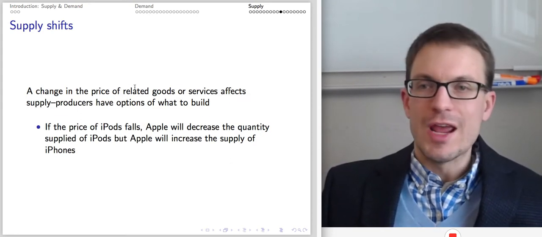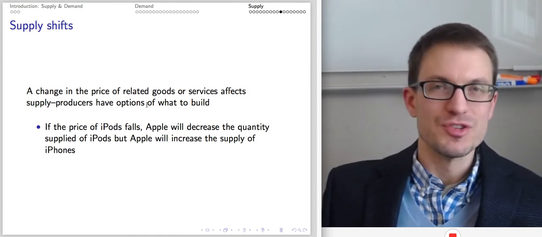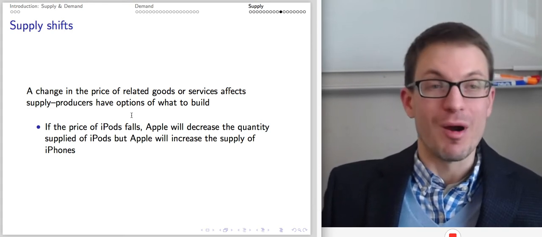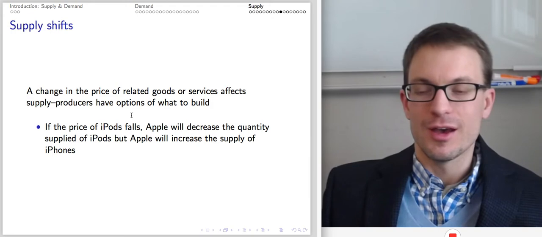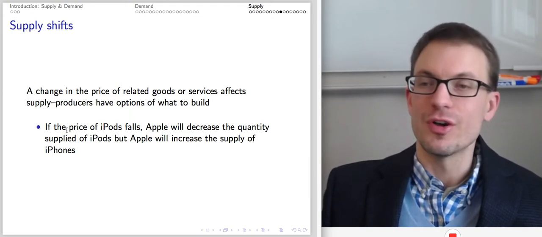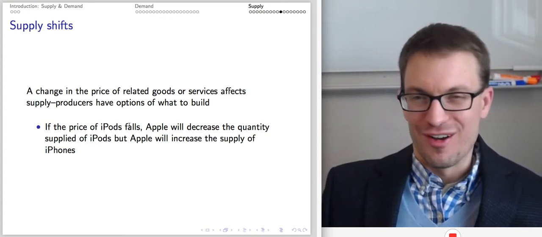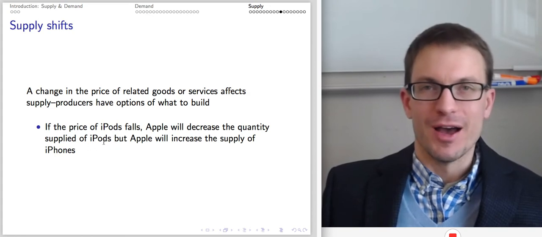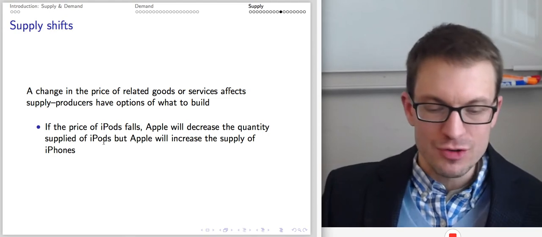All right, so a change in the price of related goods or services affects supply. So producers have options of what to build. Let's see how a change in the market price of a good or service can affect the supply of the good or service under consideration. So consider Apple. If the price of iPods falls, Apple's going to decrease the quantity supplied of iPods. Right, the market price falls. What can change? Only quantity supplied.